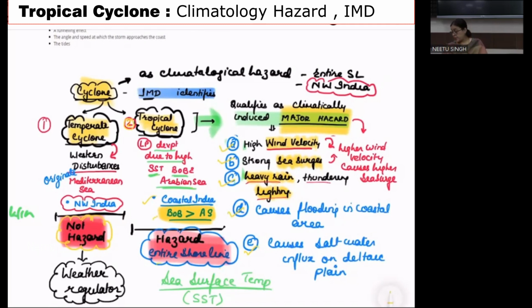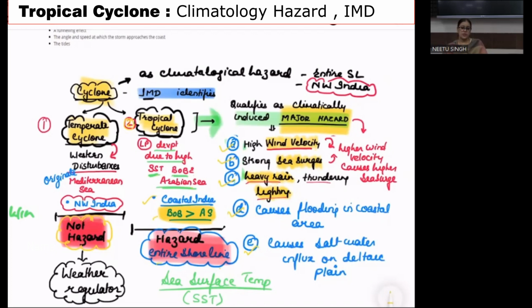How many types of cyclones are experienced in our country? Two, as IMD says. Technically, western disturbance को temperate cyclone बोलना गलत होता है. Temperate cyclone, that is western disturbances: northwestern India, winters only, not hazard. Why? Just coming up there. Tropical cyclone, major climatological hazard. Why? Because of the wind velocity.